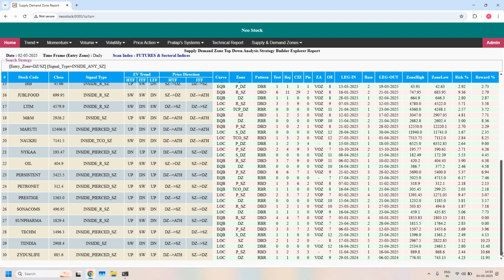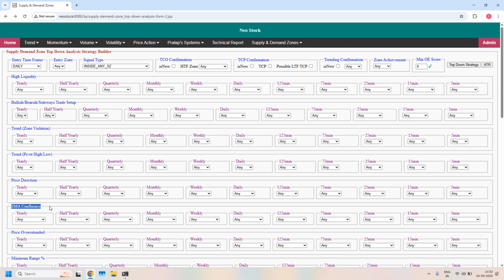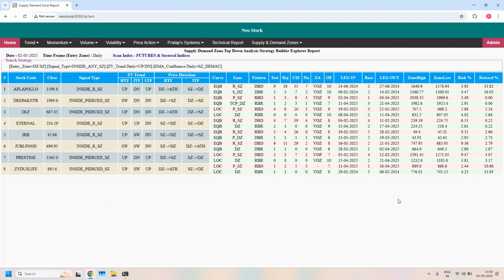We can further filter this list based on daily supply zone having daily EMA confluence. Now the list has come down to 8 stocks. These 8 daily supply zones are having daily EMA confluence and the current price closed inside the daily supply zone. Some of the zones are pierced zones. Might be you can apply pierced zone strategies in those stocks.